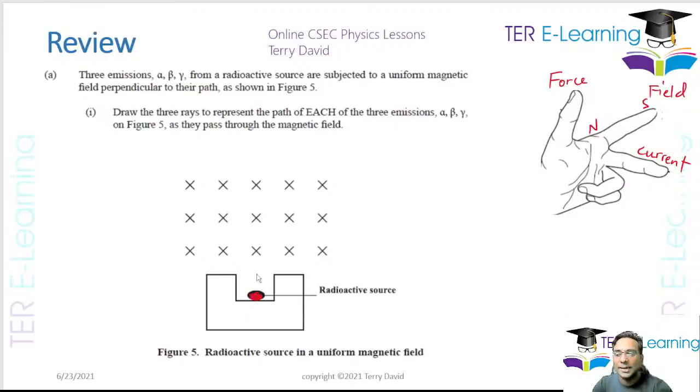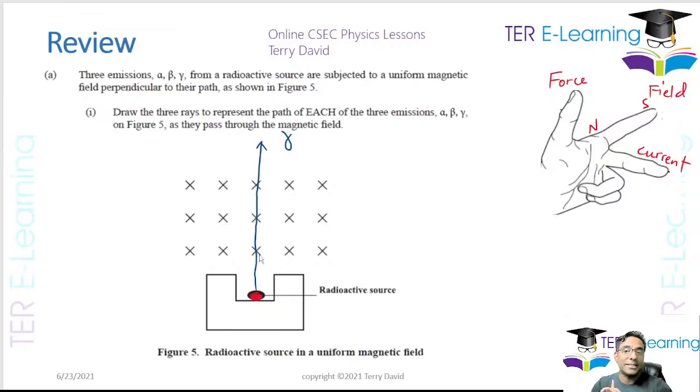And you want to draw the path taken by each of them. Now, let's deal with the first one, which is the easiest one. Nothing happens to my gamma rays, right? Nothing happens to my gamma rays. So gamma radiation is going through this magnetic field and nothing is going to happen to it. So this here is gamma radiation. And the reason why it's undeflected is because it has no charge, right? If a particle is uncharged, it's not going to be deflected in a magnetic field.